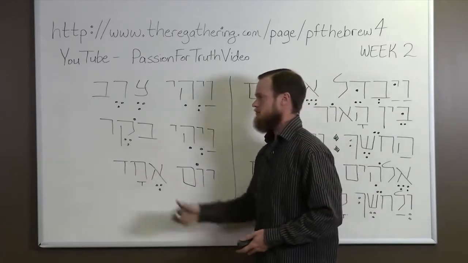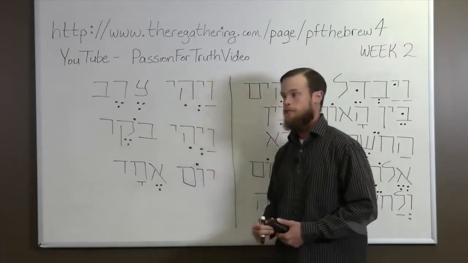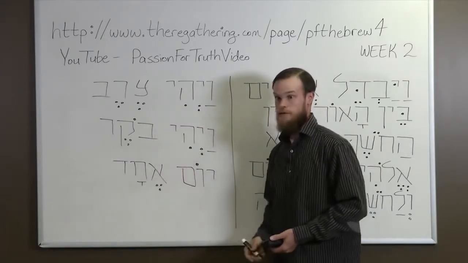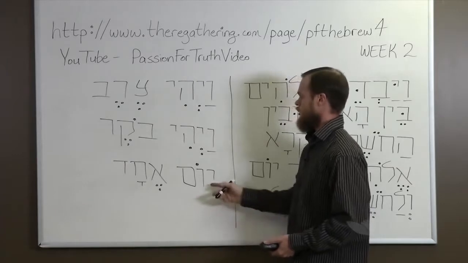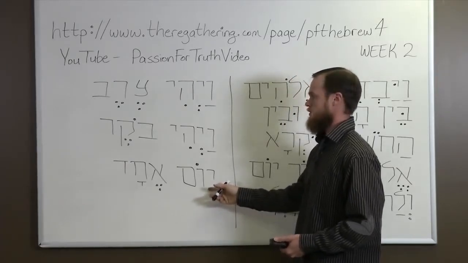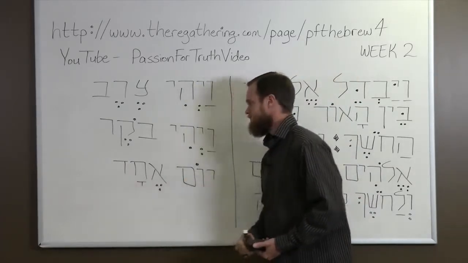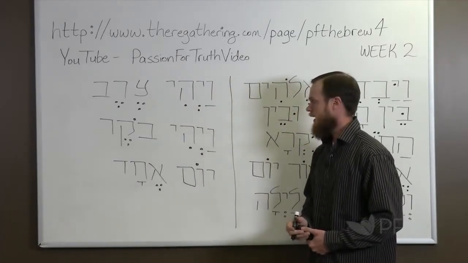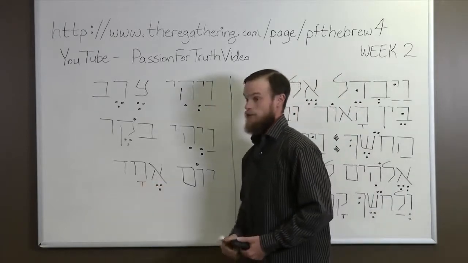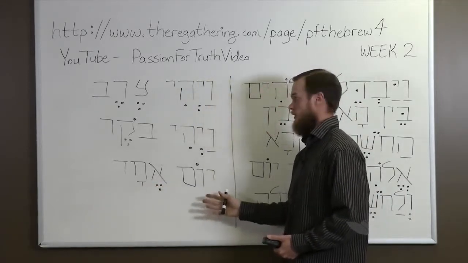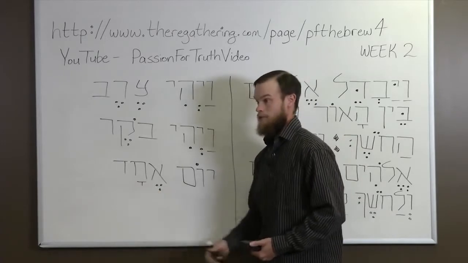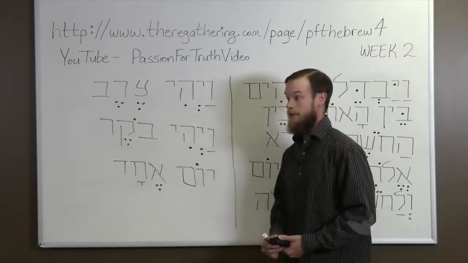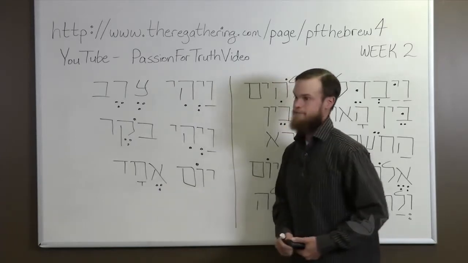Vayehi Voker, okay, Boker is morning. So evening was, and morning was. Yom is day, as we just mentioned. Yom Echad. Echad is the number 1, and here it's being used in the adjective form, following Yom. Yom is masculine, so Echad is masculine, right? So the proper translation would be one day.